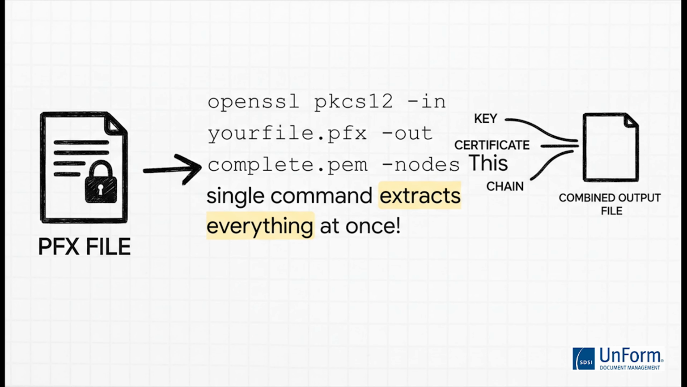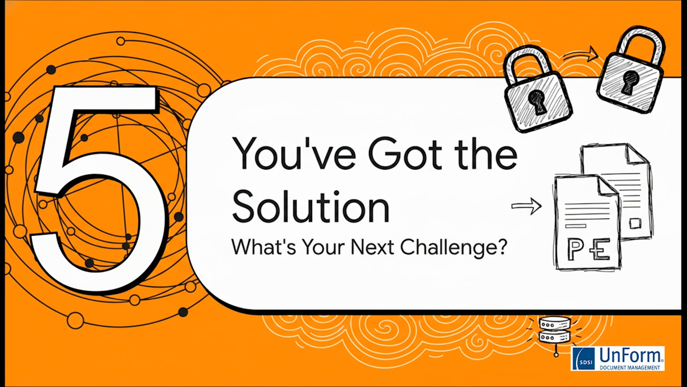And there it is, one single command. If you don't need 3 separate files, and honestly, most of the time you don't, this one command does everything we just did. It cracks open the pfx, pulls out the private key, the public cert, and the CA chain, and then it stacks them all together into one beautiful, clean PEM file. For most people, this is the only command you'll ever need. It's just so much faster. And just like that, you're done. Your certificate is converted, and you are ready to go secure your UnForm server.